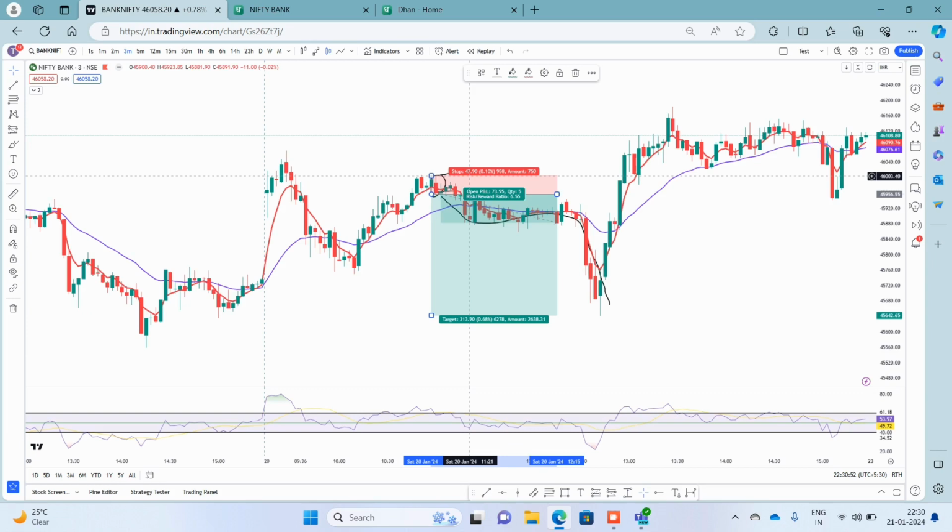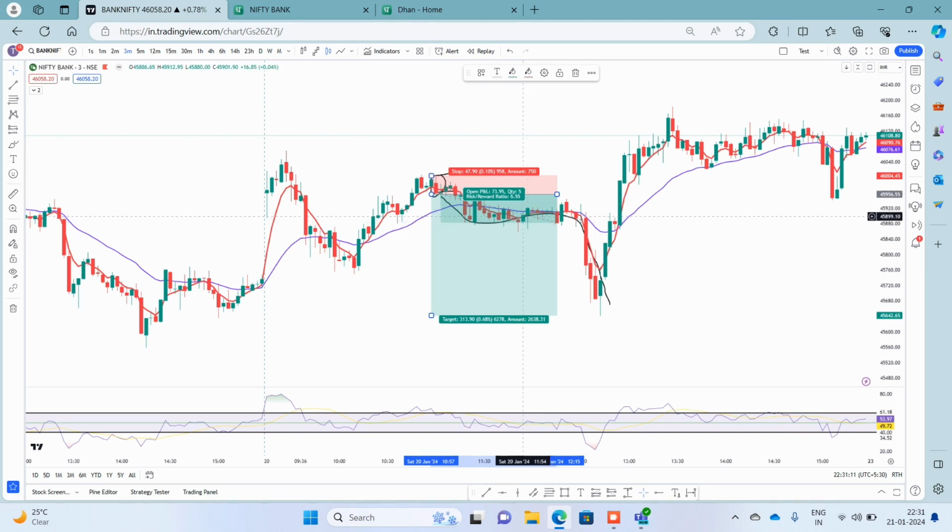What is your stop loss? 47 points. So it is more than a 1:5 trade. This will be your entry, and minimum 1:1 will be your first target, and the rest you will be trailing based on your risk reward.